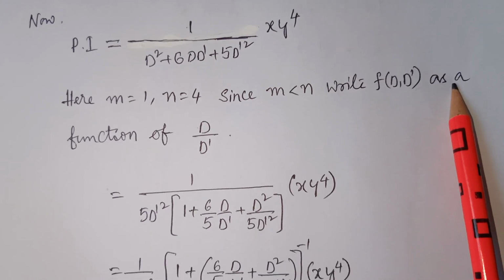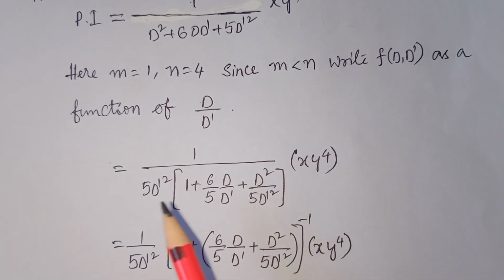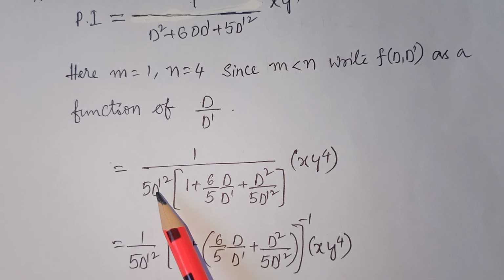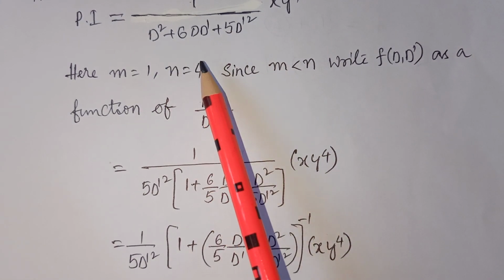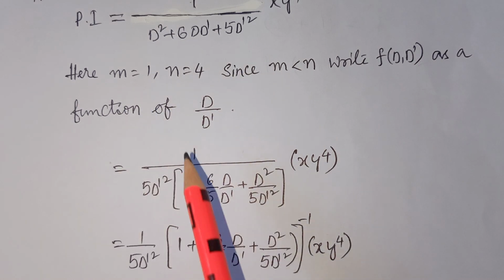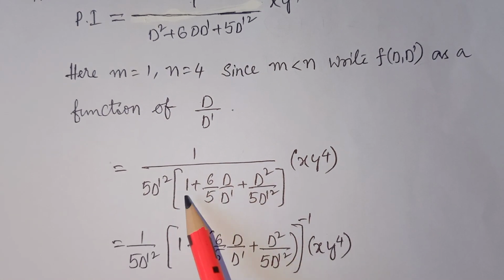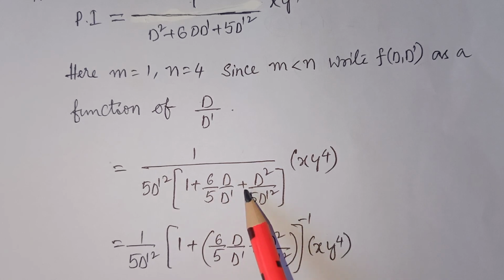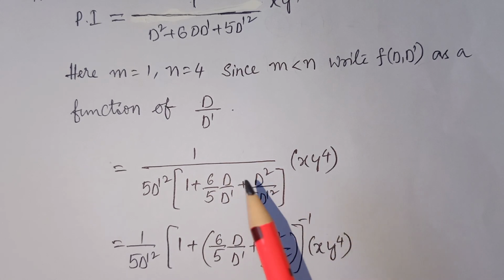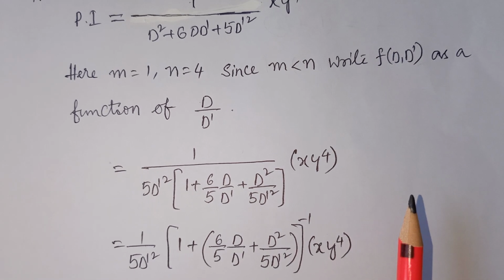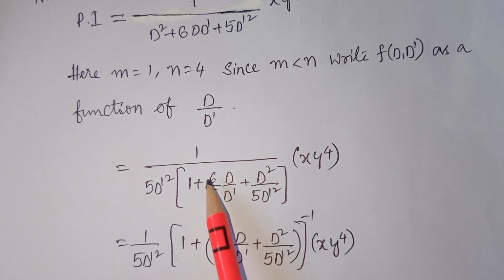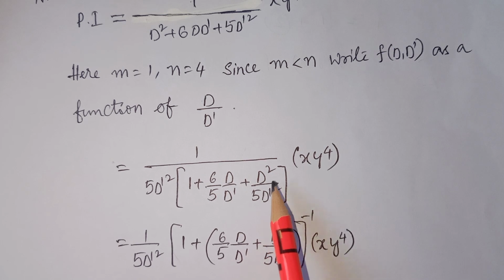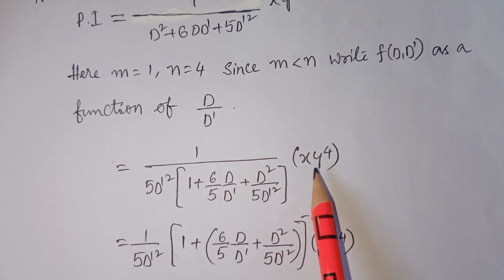So for that, what we have to do here, first we need to take D'² common from this. For 5D'², we will take the common. So in that case we will take 1 + (6/5)(D/D') + D²/(5D'²). By taking 5D'² common here, you will get 1/(5D'²) [1 + (6/5)(D/D') + D²/(5D'²)] into xy⁴.